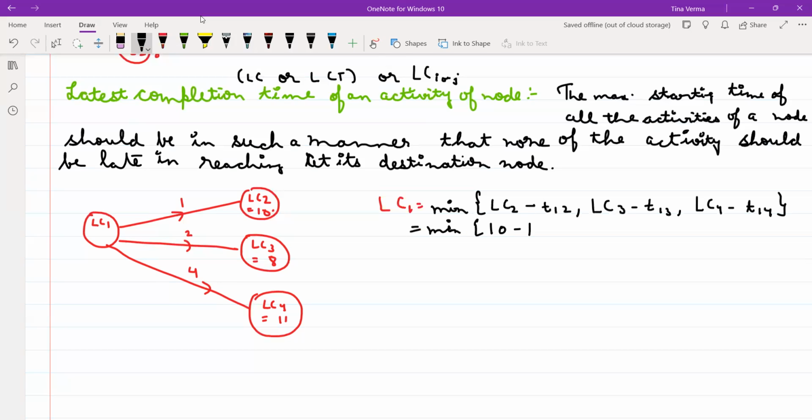So this is 10 minus 1, 8 minus 2, and 11 minus 4. And the minimum is, this is your 9, this is your 6, and this is your 7. So what is your minimum? 6. That means you have to start this activity at the 6th unit of time so that you can complete all those activities in 10 units of time, 8 units of time, and 11 units of time. Is it clear? Yes or no?